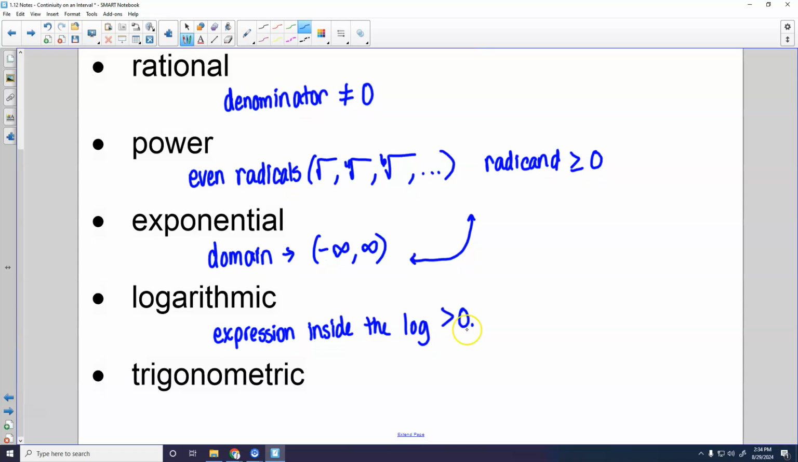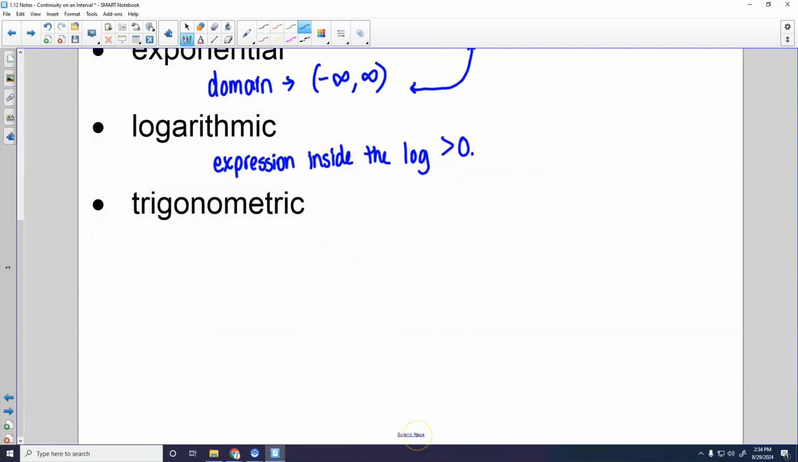And then for our trig ones, there are some of them that are all real numbers. Which ones? Sine and cosine. So sine and cosine are going to be negative infinity to positive infinity. Those are continuous everywhere.